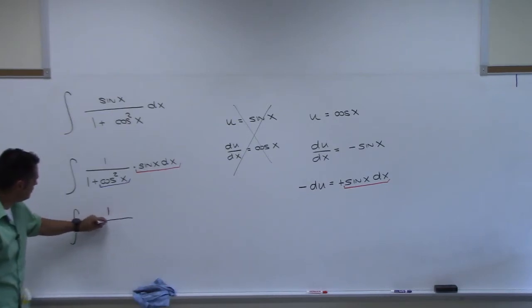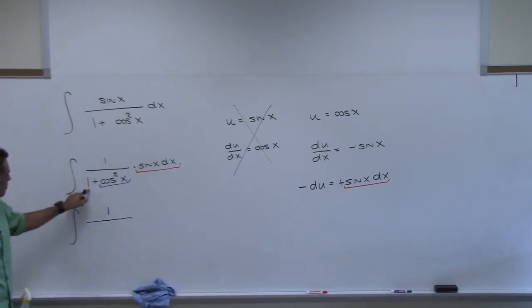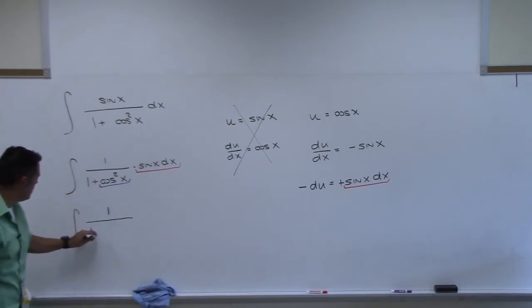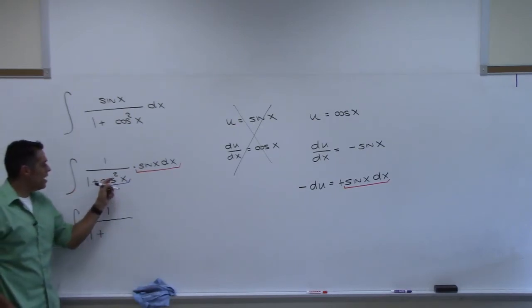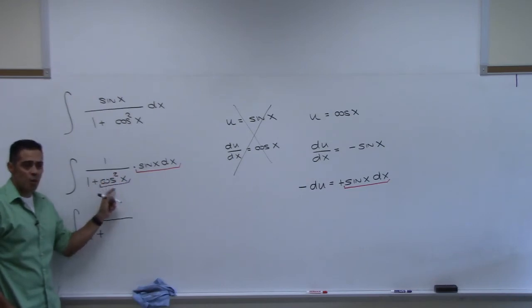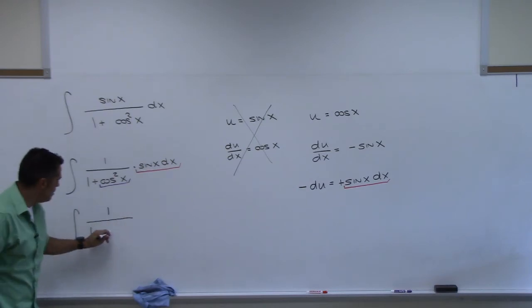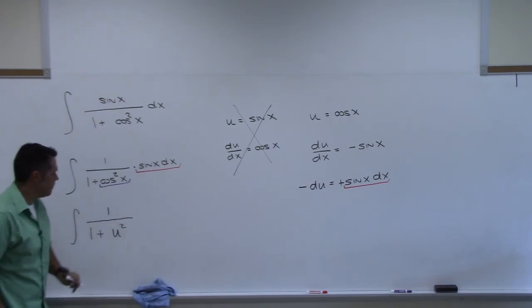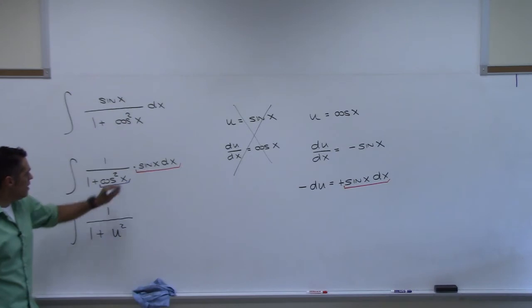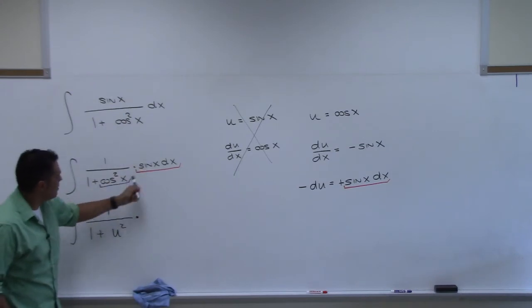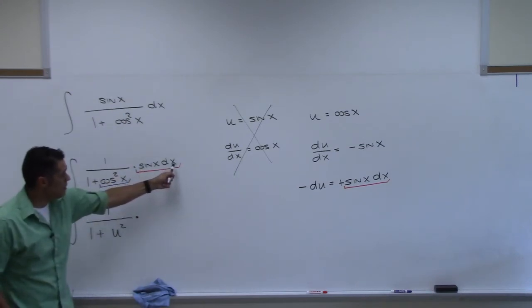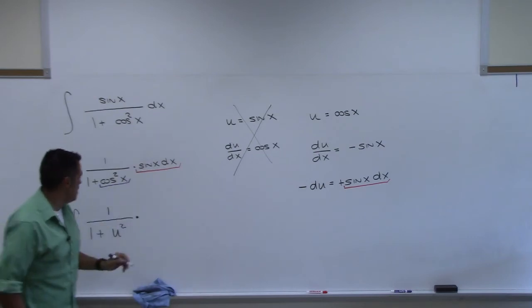1 over 1 plus. Yeah, be real careful here. Cosine x squared means you're squaring the cosine, right? So if I'm replacing cosine with u, this becomes u squared, right? And then this right here is times, what is that? For us, it's negative du.